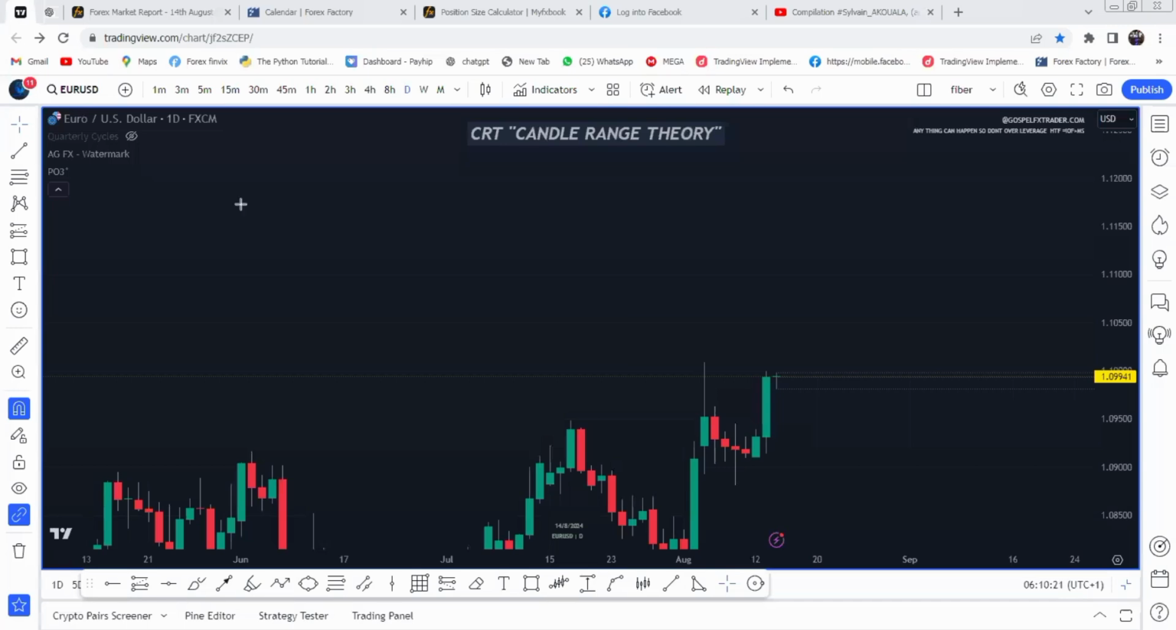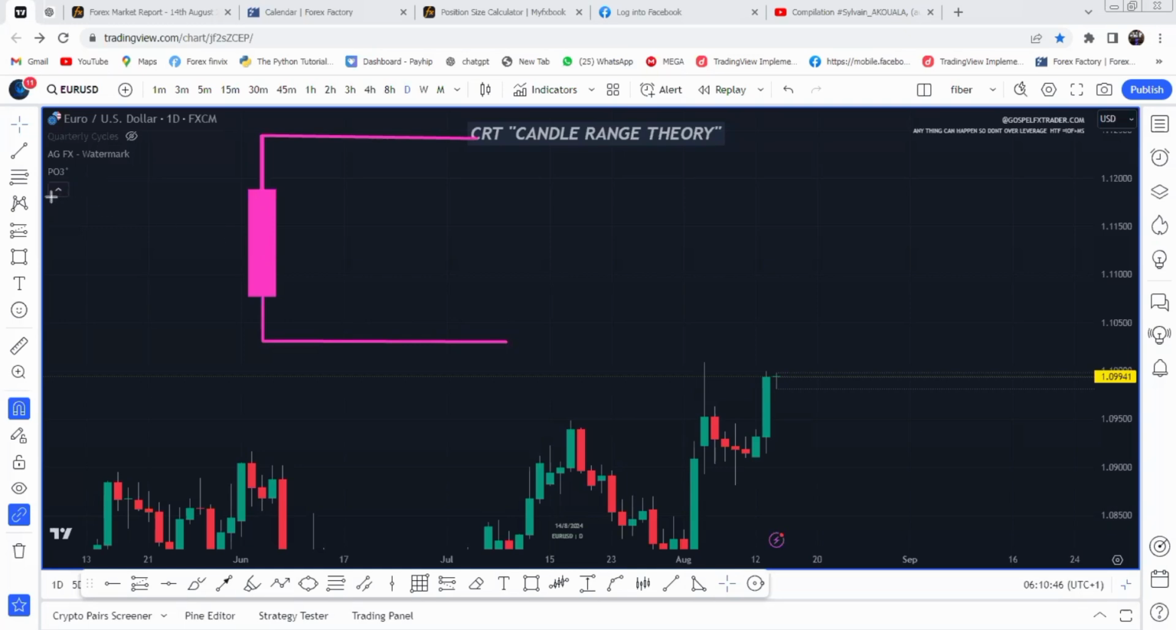So we have this candle. This is our CRT candle. Now our overall direction is bearish, right? Our overall direction is bearish, which means that we have this to be our CRT high, and then we have this to be our CRT low. Let's say that this is the daily time frame. This is the daily candle.